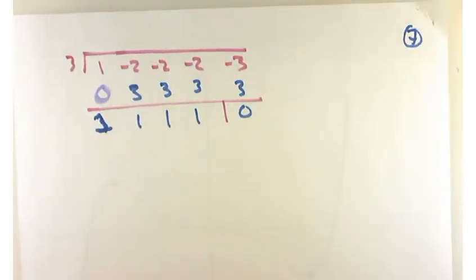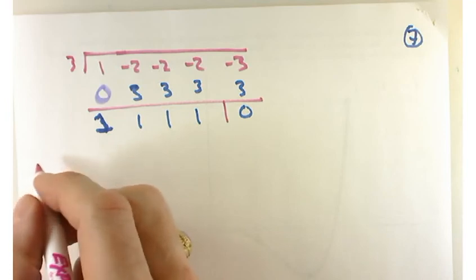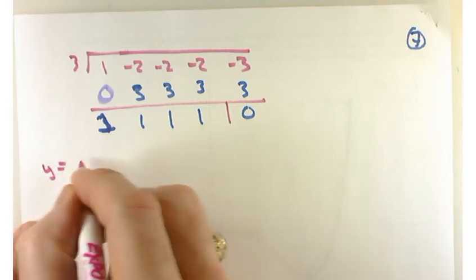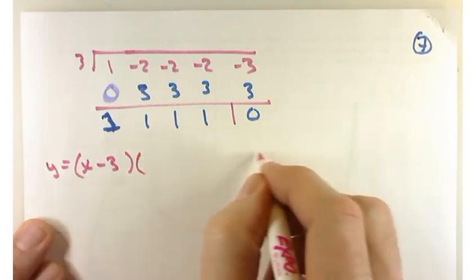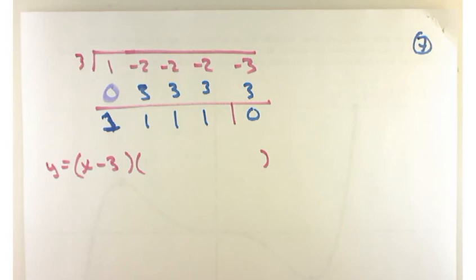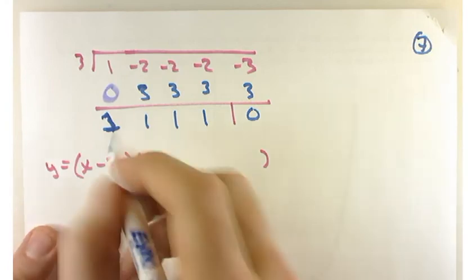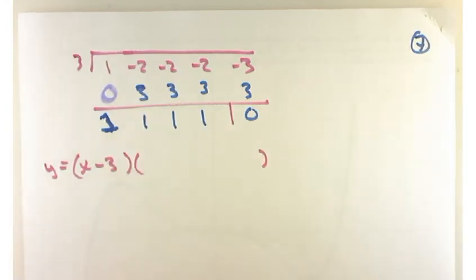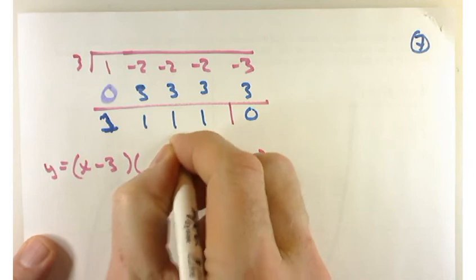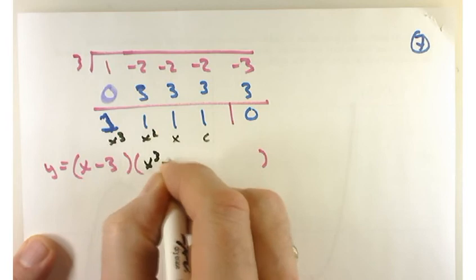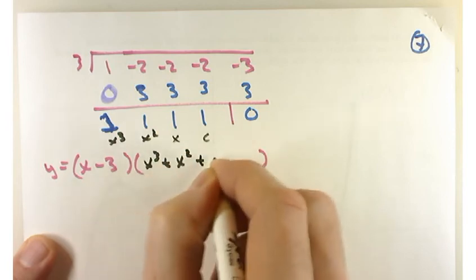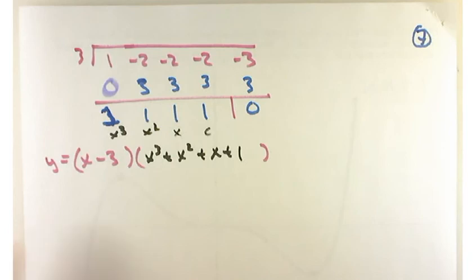Now what's that telling me? It's telling me that my polynomial can be written as x minus 3 times something else. What is that? That's your constant term, x squared, x cubed. So x cubed plus x squared plus x plus 1. And now you've got to keep going.